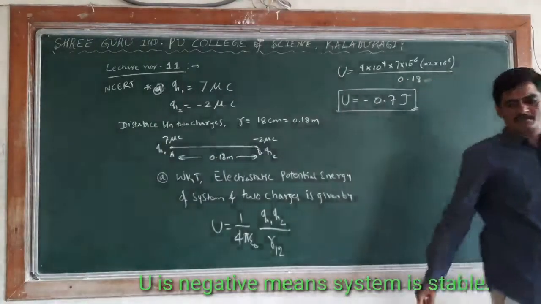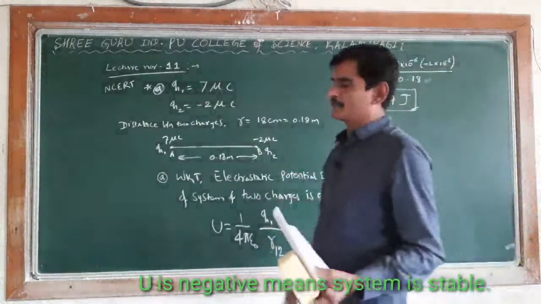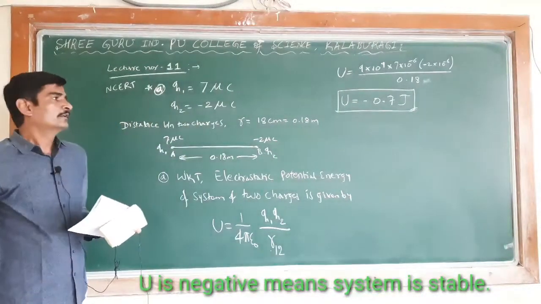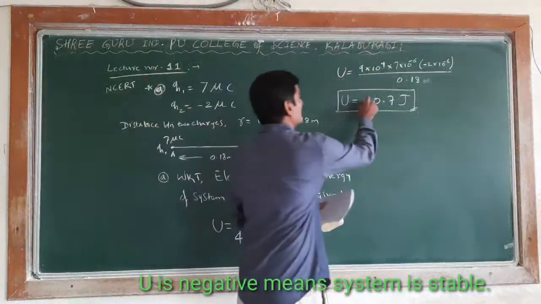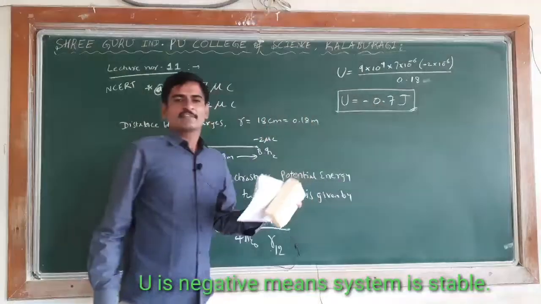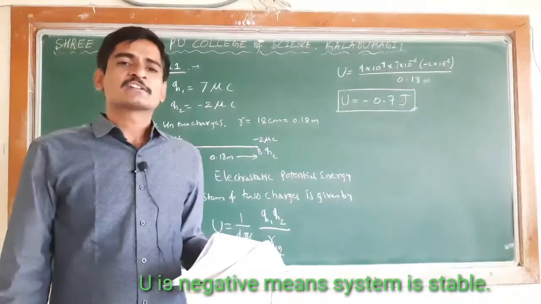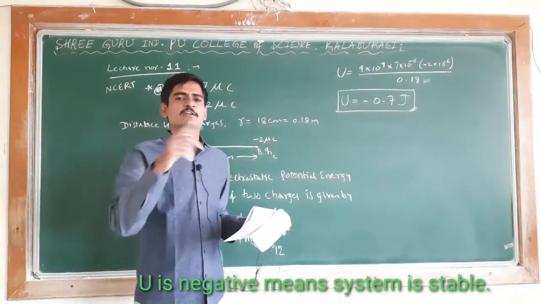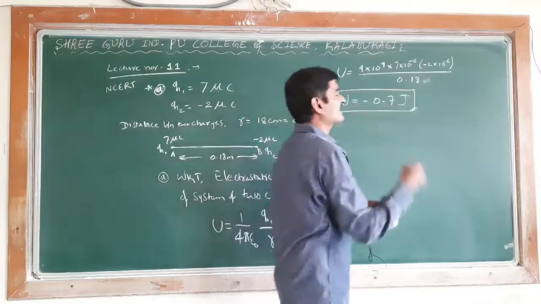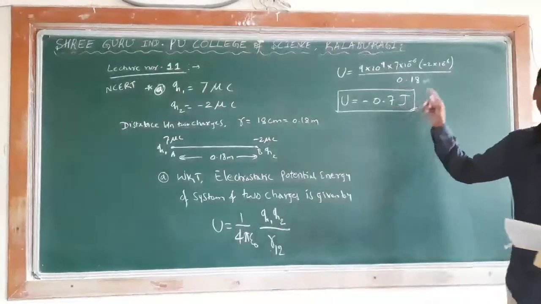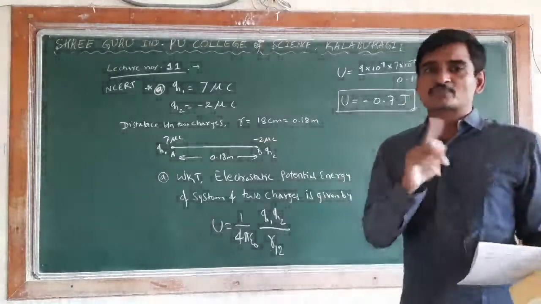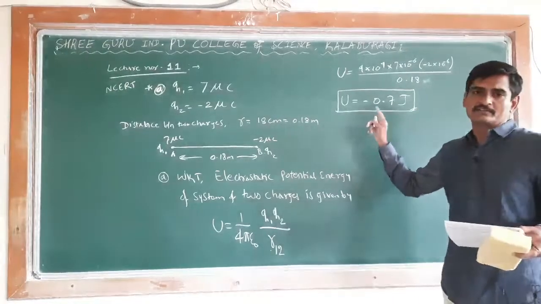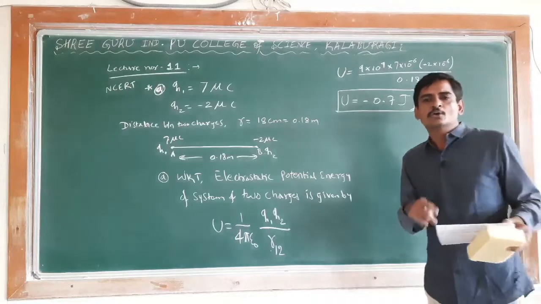Negative means it is a stable system or an unstable system? Think whether it is stable or unstable. When the potential energy of the system of charges is negative, that means it is a stable system. It is not unstable. If the electrostatic potential energy is positive, then it will be unstable. So it is a stable system because it is negative. Then work has to be done to break the system, because it is a stable system.